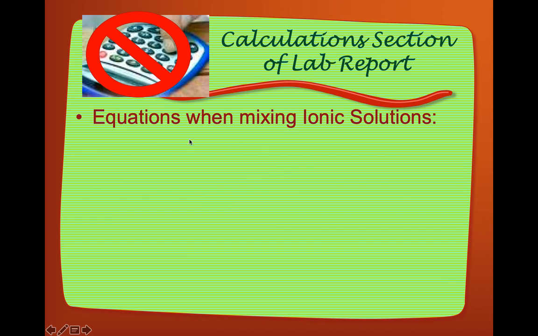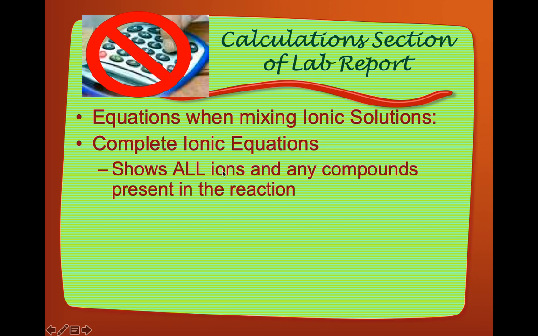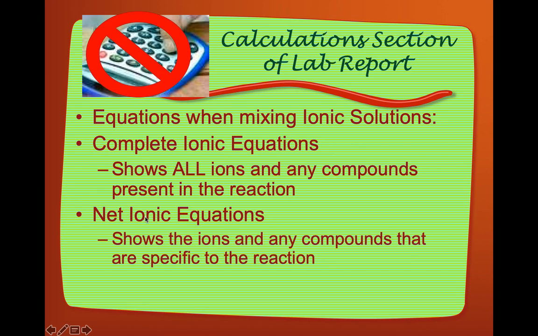So what we're learning is, what are the equations you write when you mix ionic solutions? One is called the complete ionic equation, and that shows all of the ions that were present in that reaction when you mix the solutions, and also any compounds that might have formed. So ions that are floating around that dissolved in the water, and any compounds or precipitates that also formed. A net ionic equation shows just the ions and compounds specific to that reaction.